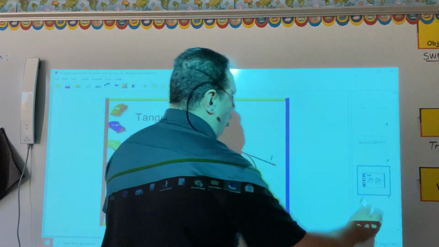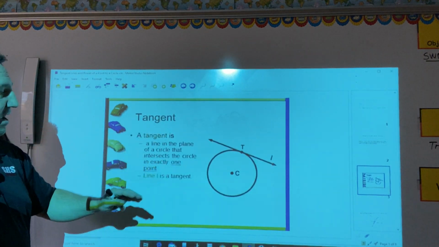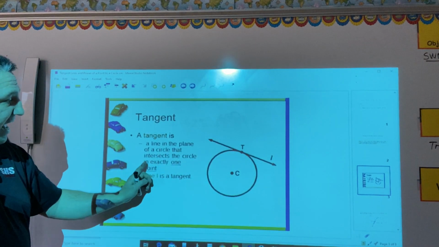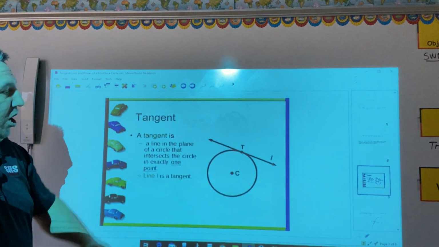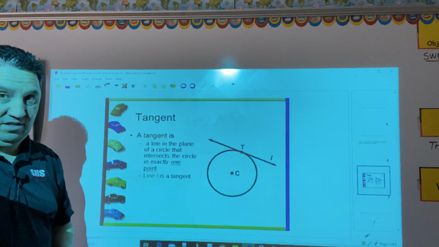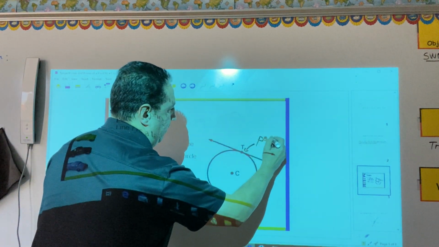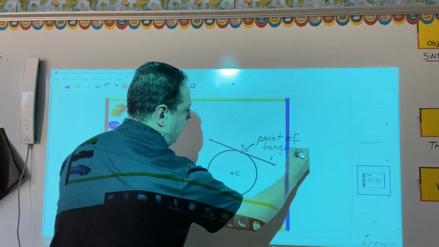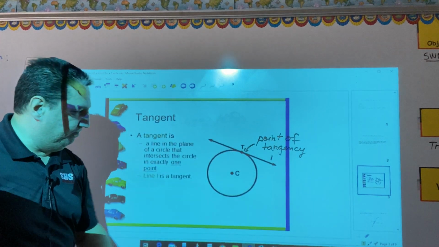First, what is a tangent to a circle? A tangent is a line in the plane of a circle that intersects the circle in exactly one point, called the point of tangency. This is the point of tangency, T. Line L is a tangent.